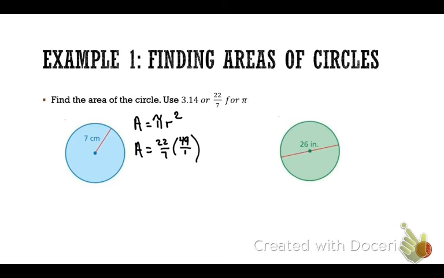So now, because I have a fraction, I want to look to cross reduce. Can I cross reduce 7 and 49? Yeah, I can. How many times does 7 go into 49? 7 times. So now, what is 22 times 7? Yep, 154 centimeters squared. We always square the unit for area because area is the amount of space inside the figure. All right, any questions, guys?